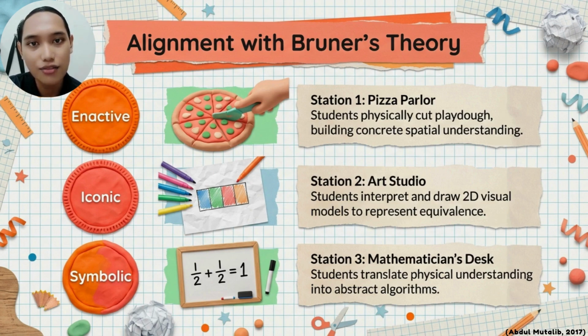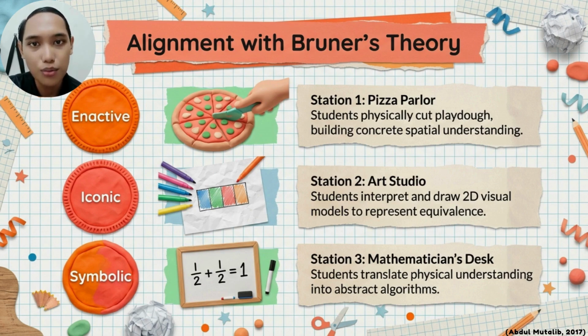First, the enactive stage at station 1. Here, pupils begin their cognitive journey by physically manipulating objects. They cut and stack playdough circles and use fraction manipulatives. This is not mere play, it builds concrete spatial understanding and muscle memory of proportion before any symbols and formulas are introduced.